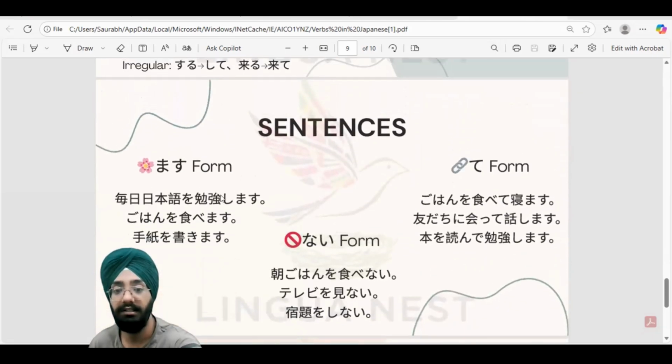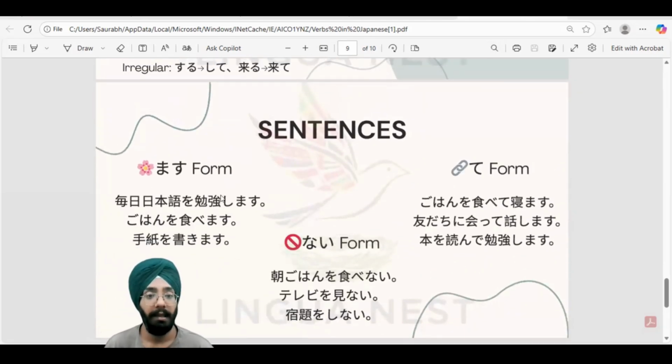Next are some example sentences for the masu form. Mainichi nihongo o benkyou shimasu. I study Japanese every day. Next, gohan o tabemasu. I eat rice. Tegami o kakimasu. I write a letter.